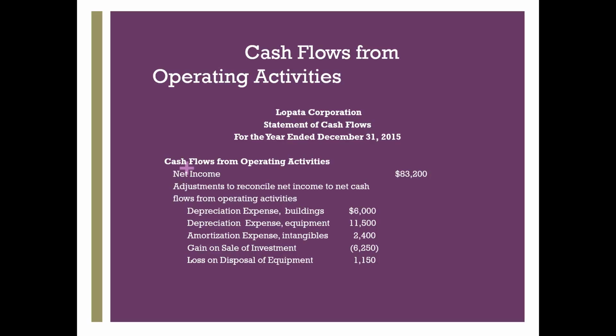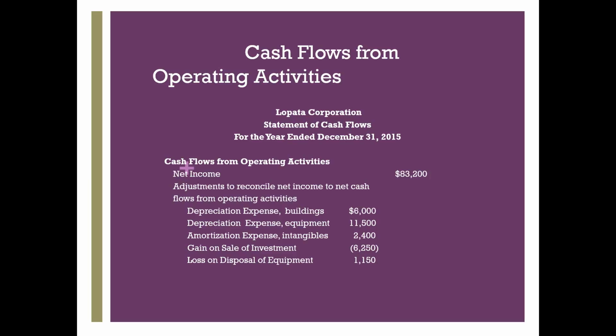Next, it says gain on sale of investment. Now we look at our supplemental information number 2. It says we sold a long-term investment that cost $35,000 for a gain of $6,250. This gain of $6,250 is in our net income number, and when we recorded that gain, we added it to get to net income. We added the $6,250 gain.